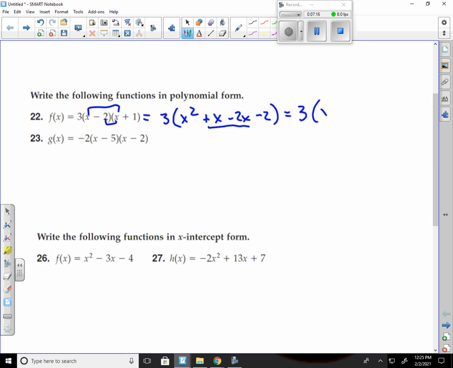That's 3 times x squared minus x minus 2. I can't stop doing it now. This is a problem. Distribute my 3. It gives me 3x squared minus 3x minus 6.